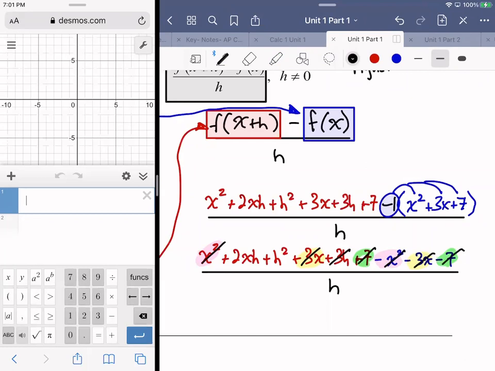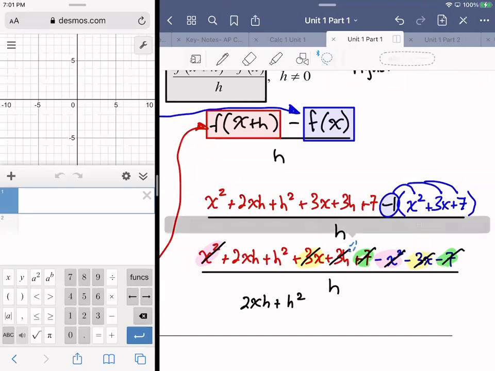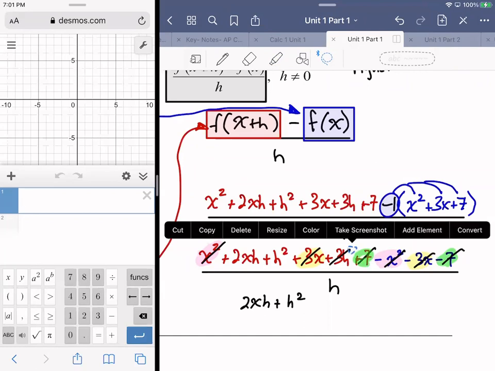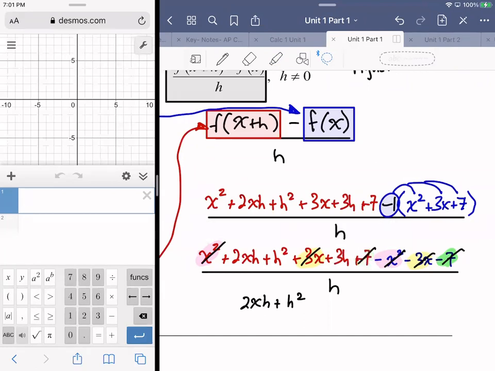So cancel them. Simplify further. We're looking at 2xh plus h squared. Oh wait, I overdid it. That 3h is still there. So 2xh plus h squared plus 3h all over h. We have a common h on the top.